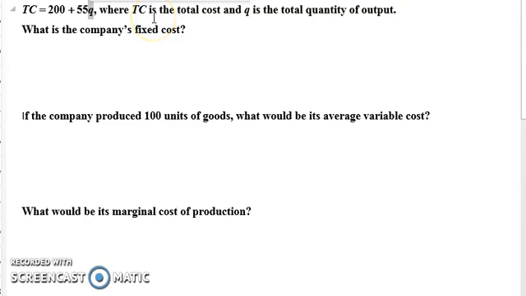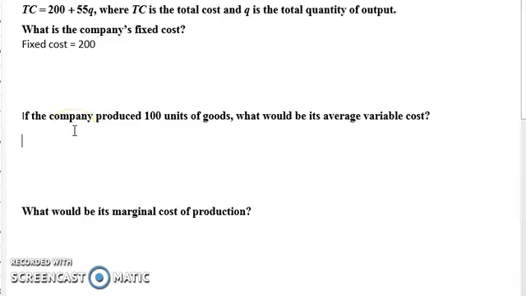So the question is, we want to know what is the company's fixed cost. So if we say we have no output, so that Q is 0, 55 times 0 equals 0. That means the fixed cost, irrespective of whether we produce or not, we will have to pay. Okay, so your fixed cost equals 200.